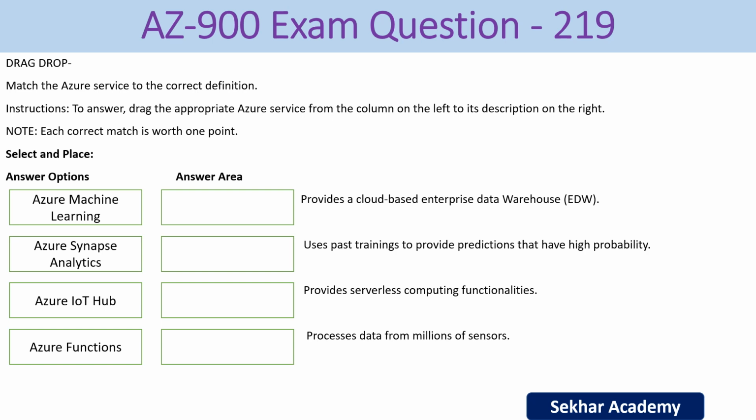Statements we have: provides a cloud-based enterprise data warehouse, uses past trainings to provide predictions that have higher probability, provides serverless computing functionalities, processes data from millions of sensors. So the right options in the answer area here: Azure Synapse Analytics, Azure Machine Learning. Predictions can be done using Azure Machine Learning, and serverless computing, right? So that will be Azure Functions. And the sensors, if you want to process the sensors information, right? So that will be Azure IoT Hub.